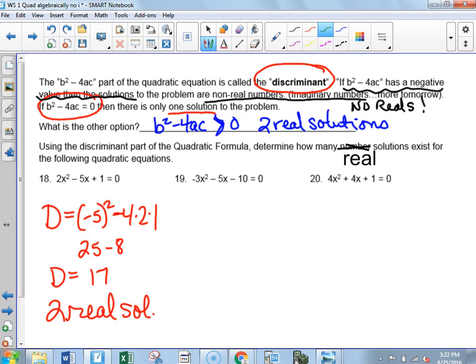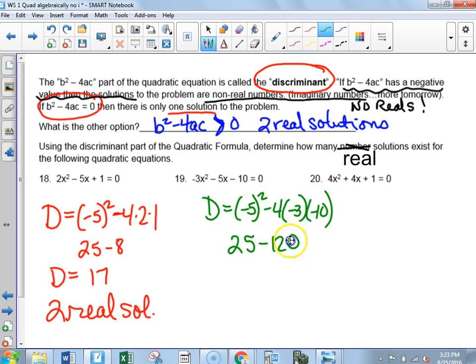All right, what about this next crazy one? That's a lot of negative numbers back there. Did I do it wrong? Yes? We good? So how many real solutions? No real solutions. You could write 0 real solutions. Eventually we're going to talk about there will be 2 imaginary, right?